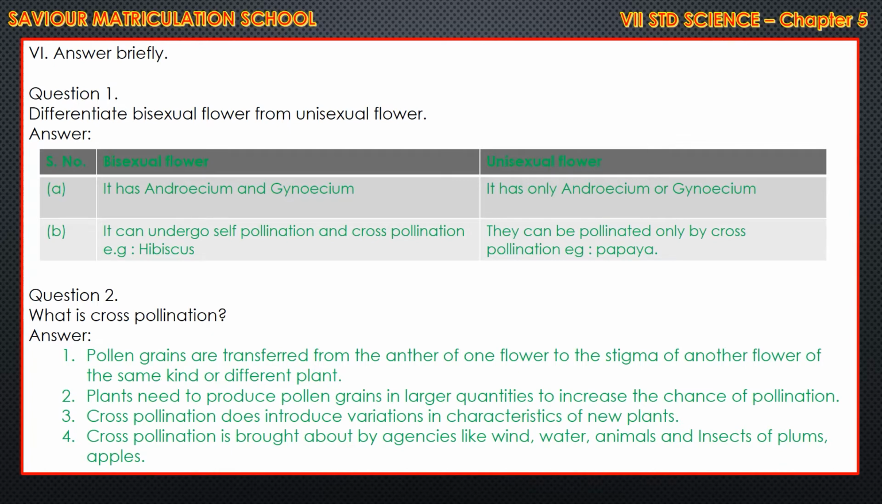Plants need to produce pollen grains in large quantities to increase the chance of pollination. Cross-pollination introduces variations in characteristics of new plants. Cross-pollination is brought about by agencies like wind, water, animals and insects, as in plums and apples.